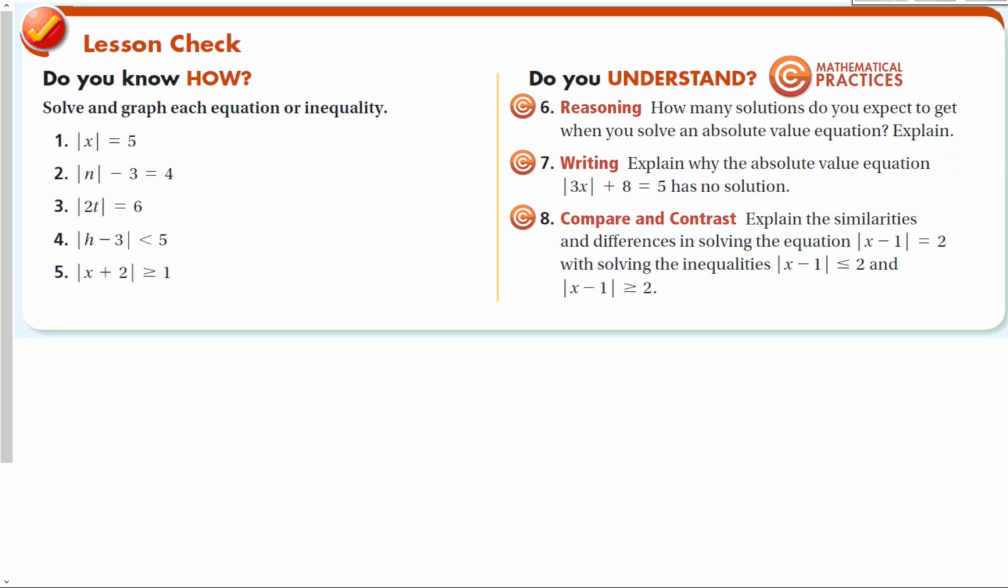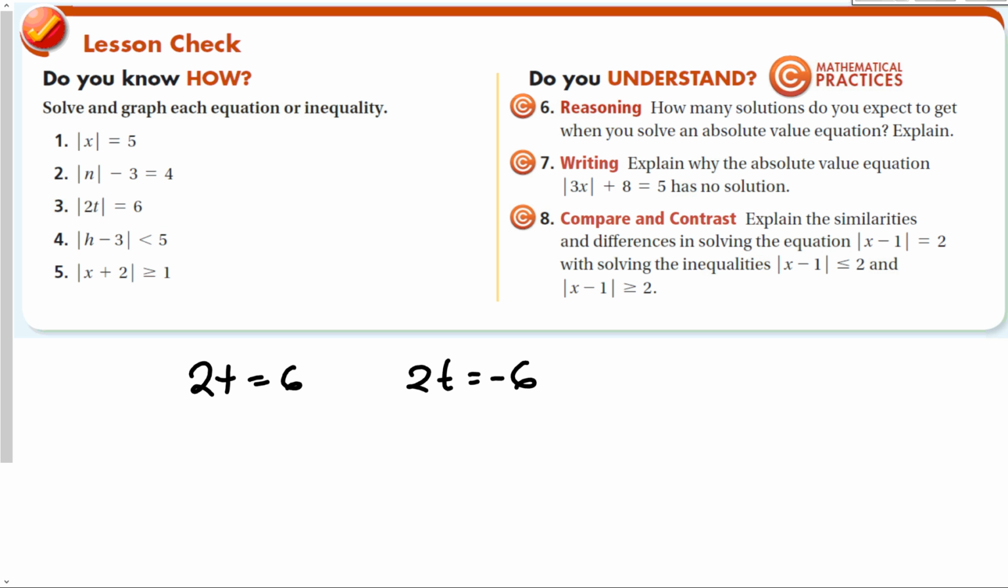Okay? So to review, to solve an inequality, the first one is plus or minus 5. x is equal to 5, x is equal to negative 5. Those are the two things that make that absolute value expression equal to 5. For number 2, I would add 3 to both sides. For number 3, I would set it up as 2t is equal to 6, and 2t is equal to negative 6. So it would be plus or minus 3. Okay, but you have to separate it first. You can't just divide out the 2.